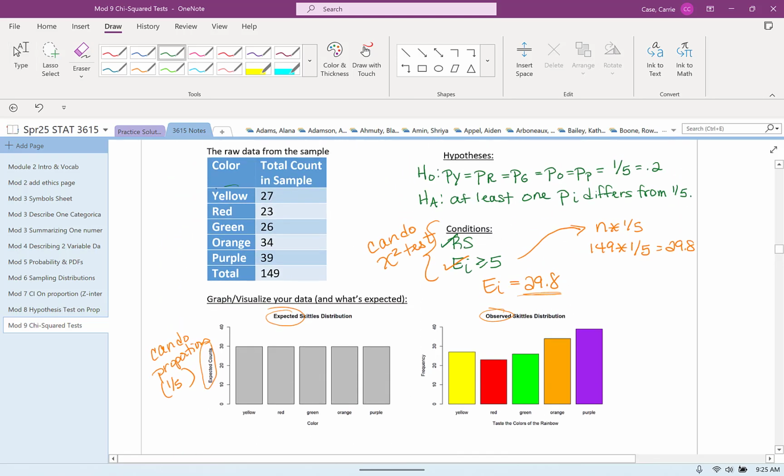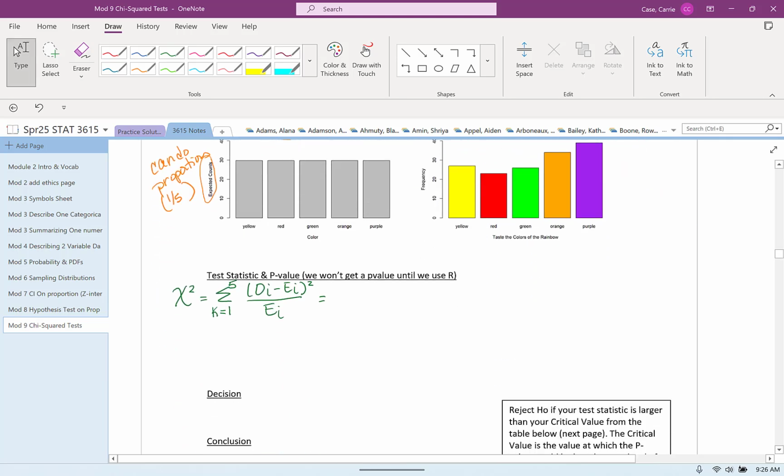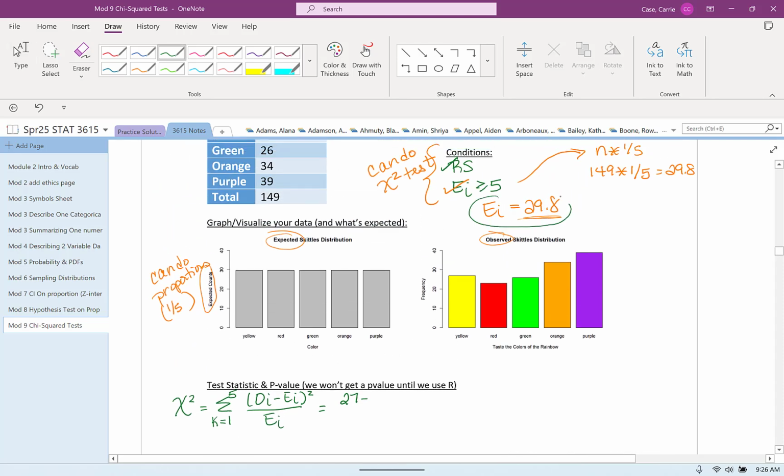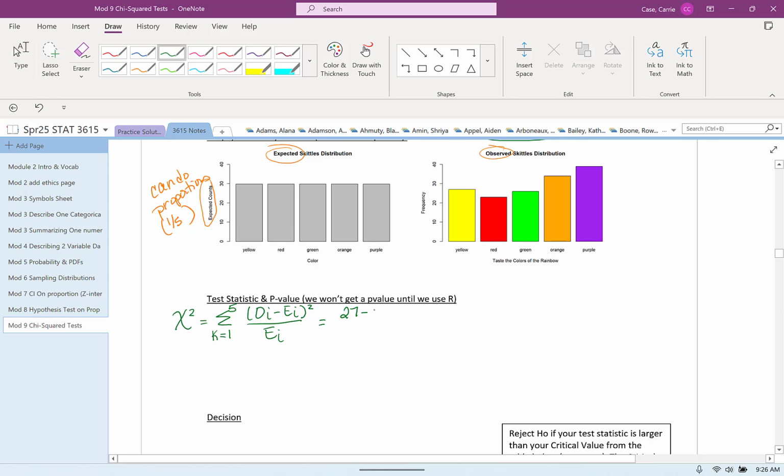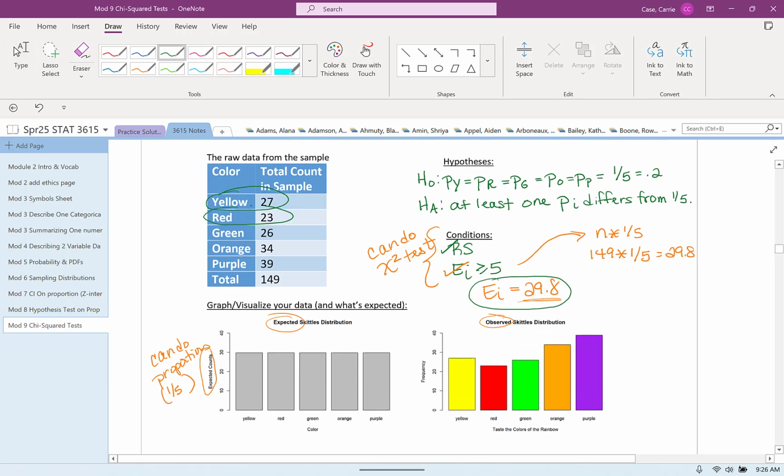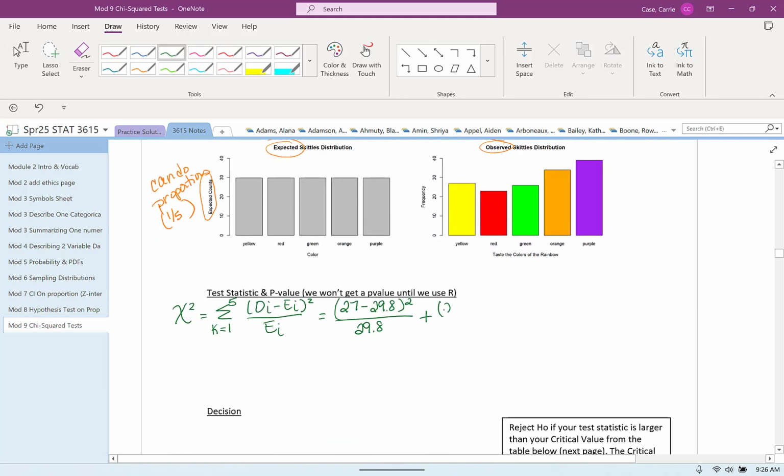So our first color is yellow, and that's 27. So we do 27 minus, and remember our expected count is 29.8. So 27 minus 29.8, quantity squared, and then we divide by that expected count, which is 29.8. We will be using 29.8 in all parts of this problem because the expected count doesn't change with each color. So now we need to do the next color, which is red. There were 23 of those. So it's 23 minus 29.8 squared divided by 29.8.